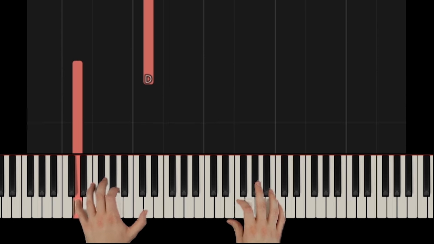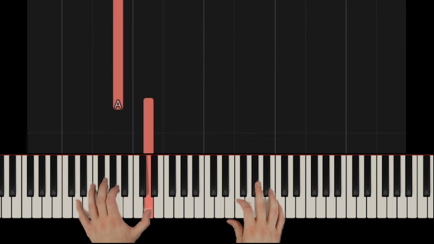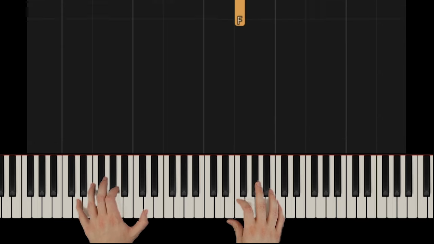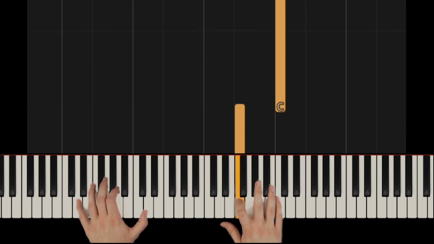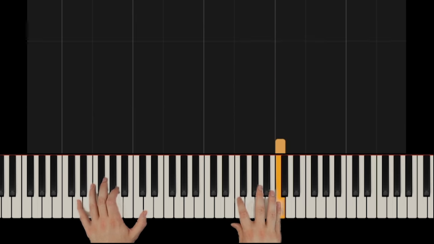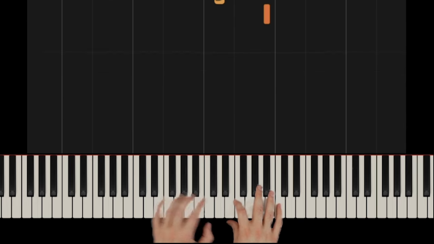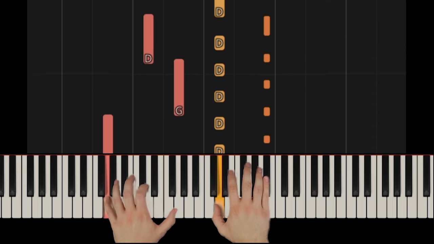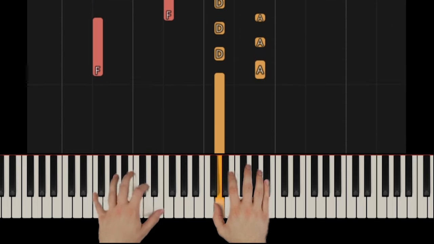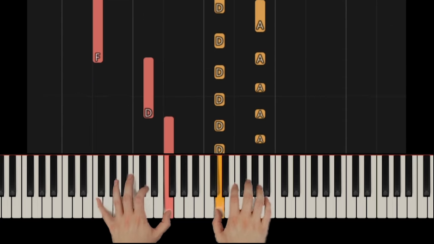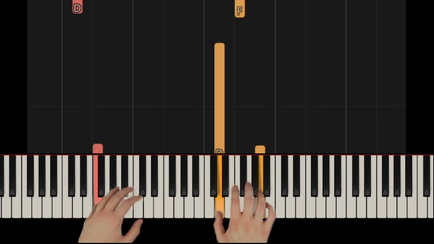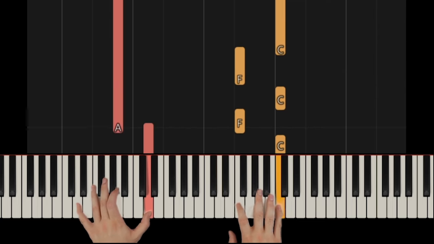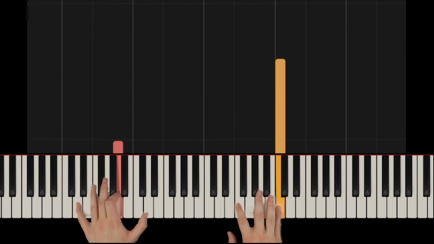Left hand first. D in the bottom, D up top, and A in the middle. The right hand is 2 and 5. Now notice that we're actually beginning with the bottom note. For the previous bars, you were playing the top note first, right? And then top note first here. Then here we have the bottom note first. Not too shabby, right?